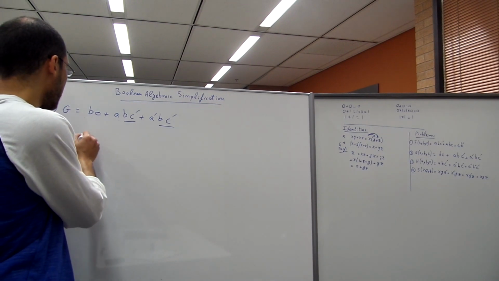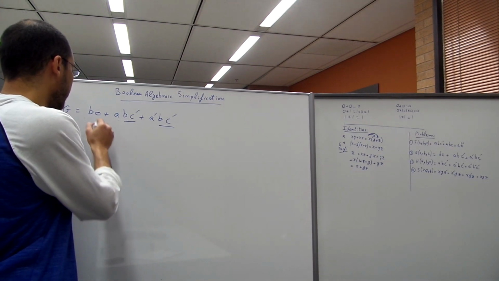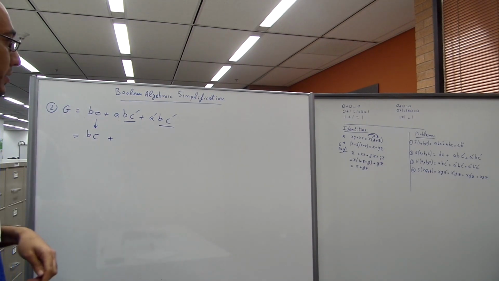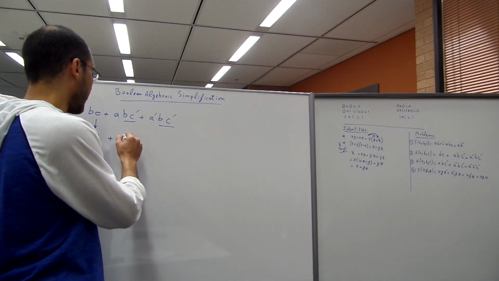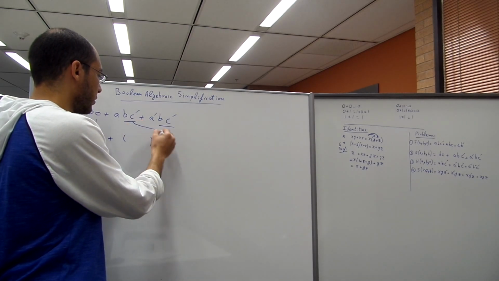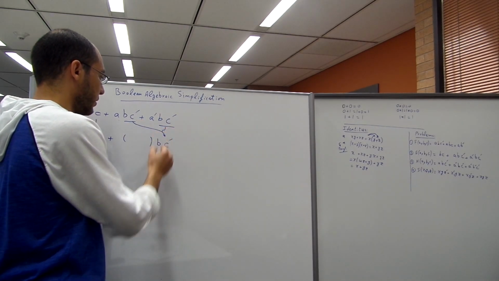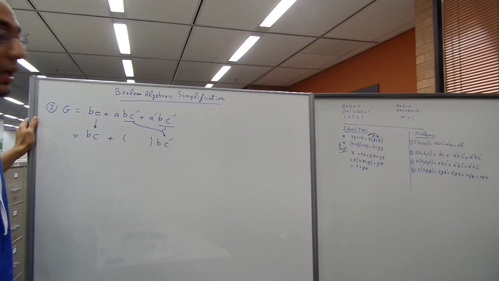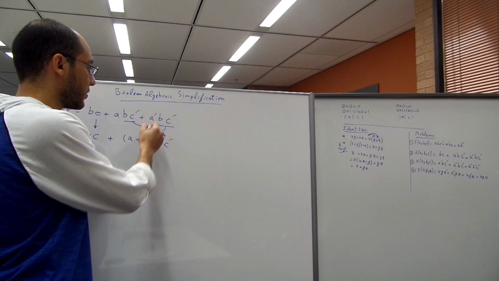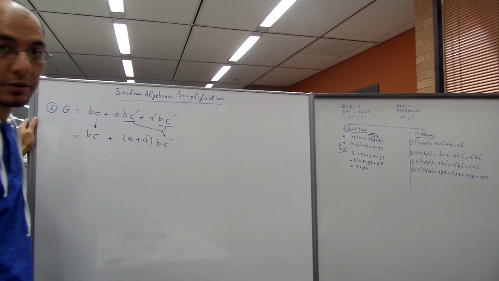So what I'm going to do is let B plus C stay as it is. I'm going to leave it as it is, and then open a parentheses and write B C bar. What is remaining from the first term is A, and what is remaining from the second term is A bar.